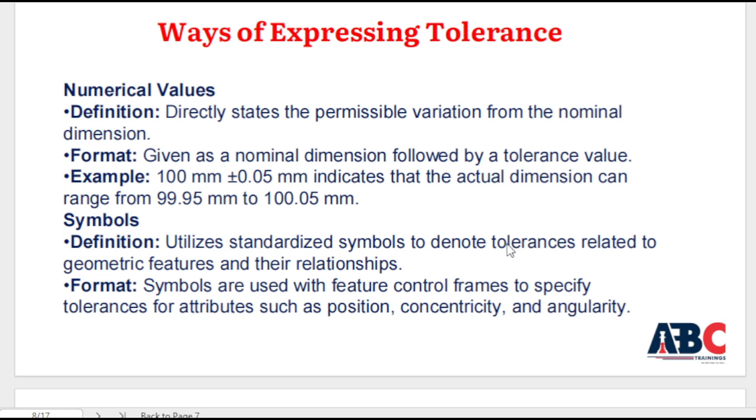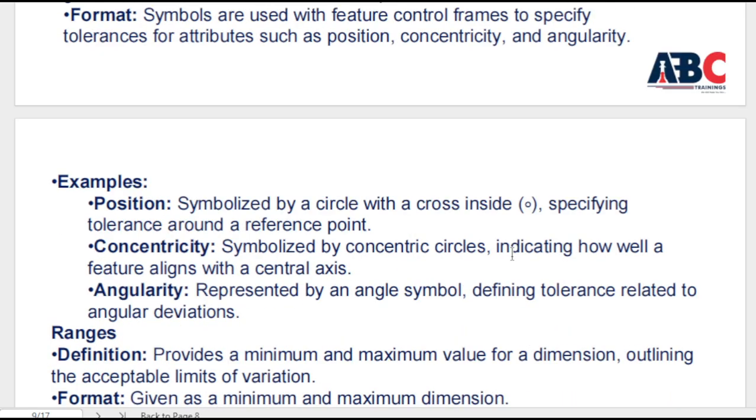Next, we express tolerance in symbols. Symbols utilize standardized symbols to denote tolerances related to geometric features and their relationships. Symbols are used with a feature control frame to specify tolerances for attributes such as position, concentricity, and angularity.